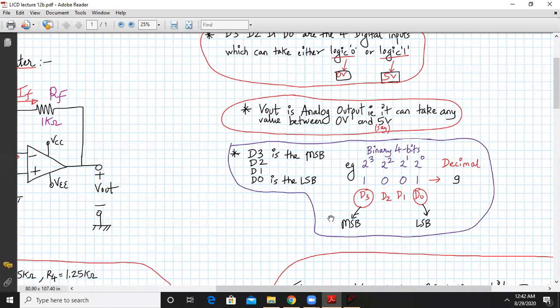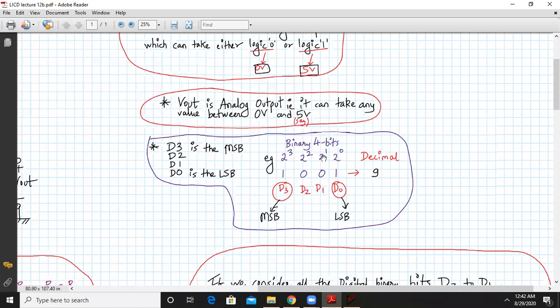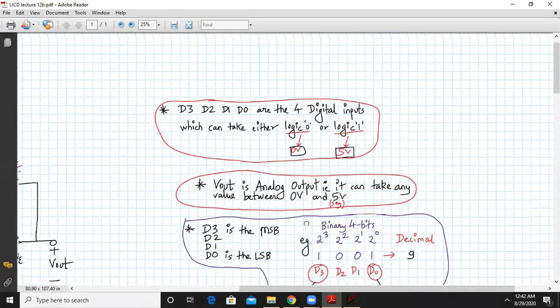I hope you know this concept of the most significant bit and the least significant bit. For example, if you have a binary 4 bits, you write it in the form 2 raised to 3, 2 raised to 2, 2 raised to 1, 2 raised to 0. So these 0, 1, 2, 3 are my weights basically. If it is 1, 0, 0, 1, in decimal it is read as 2 raised to 3 is 8 and 2 raised to 0 is 1, so that is the decimal 9. Hence we can say that D3 is my MSB and D0 is my LSB.